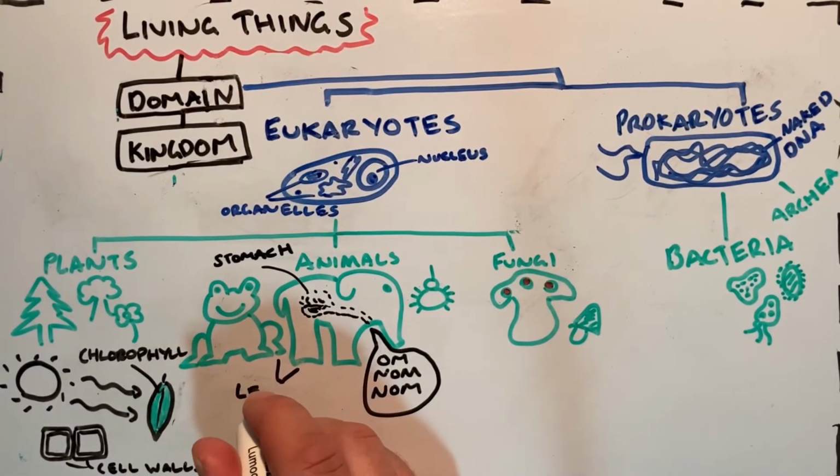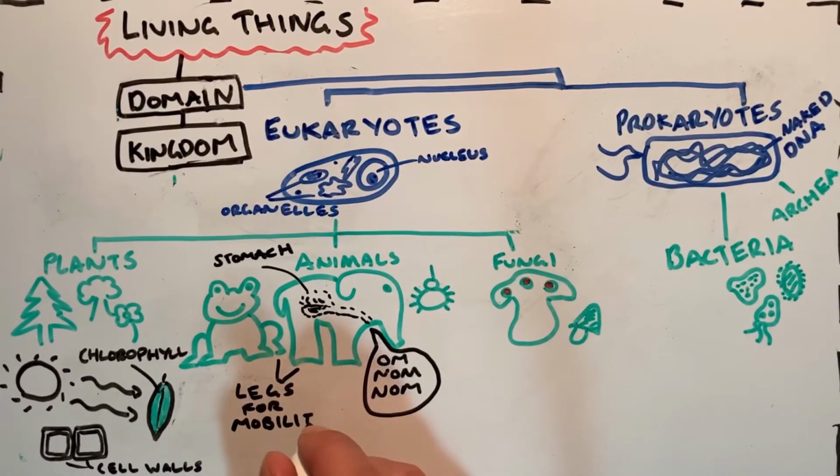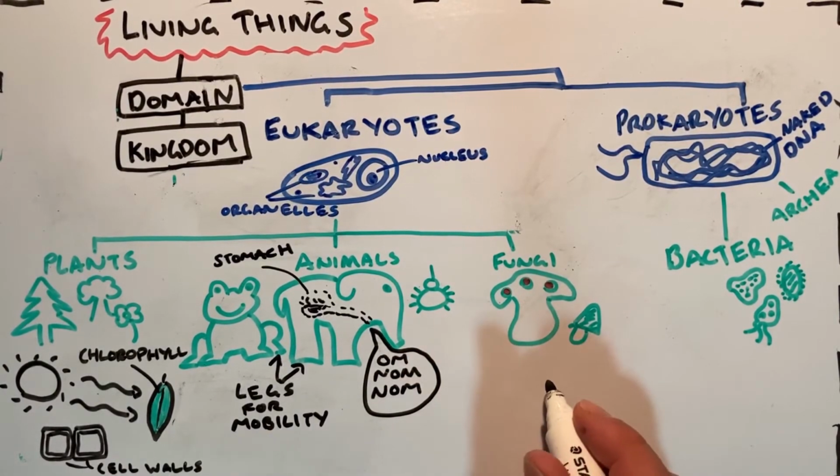And because animals need to find their food, animals are usually pretty mobile, and they've developed a lot of strange and interesting ways to move around and get their food. Flying insects, running cheetahs, lots of different things.